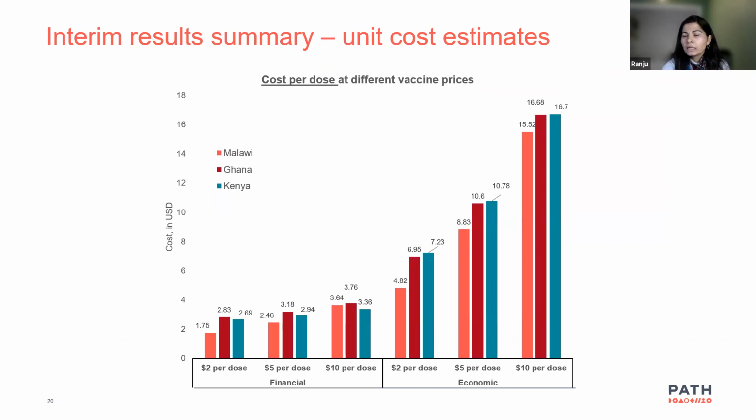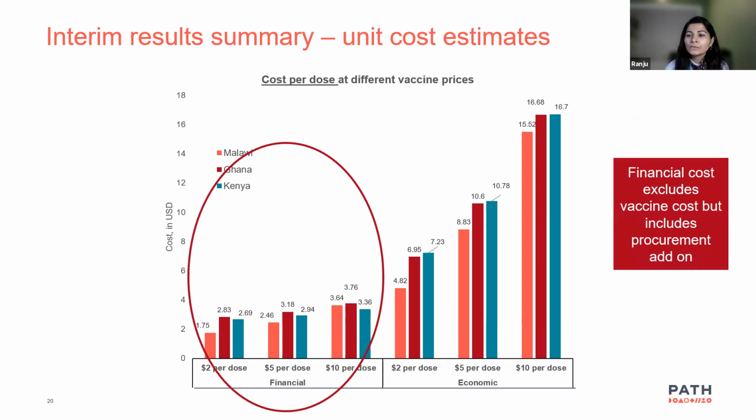So now here are some results, especially on the cost per dose across the 3 countries, where we're looking at different cost per dose assumptions: $2, $5, and $10. The first block is on the financial cost, which, just to remind, excludes the cost of the vaccine but includes the procurement add-on cost, as a different percentage of the base vaccine price assumed. The different colors represent different countries. In Malawi, at a $2 per dose assumption, the cost per dose is $1.75, up to $3.64 when we assume the $10 cost per dose. The difference between these 2 is roughly $2 in financial cost.